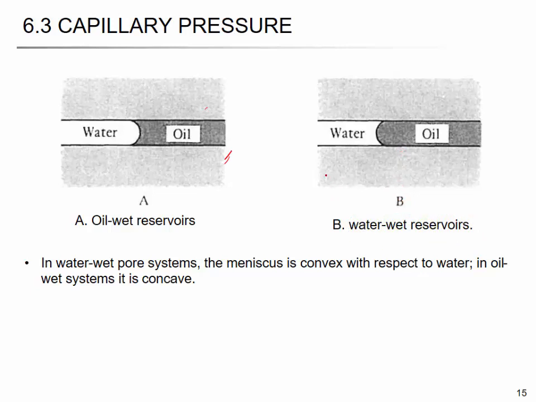So in water wet pores, the meniscus is convex with respect to water. In an oil wet condition, it's concave. If it's neutrally wet, then you have just a flat surface between water and oil. Neutrally wet condition.